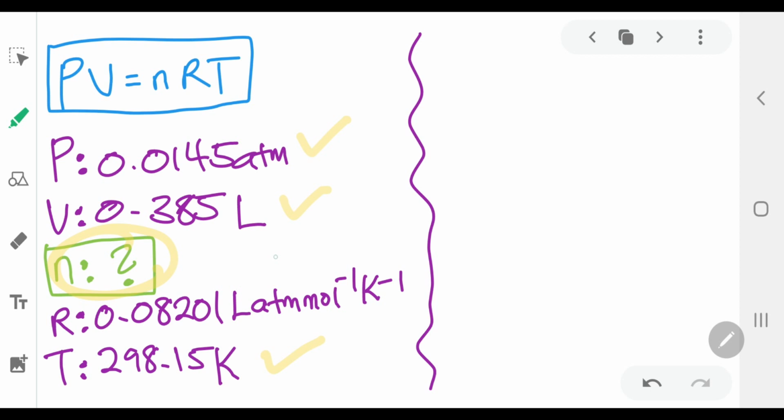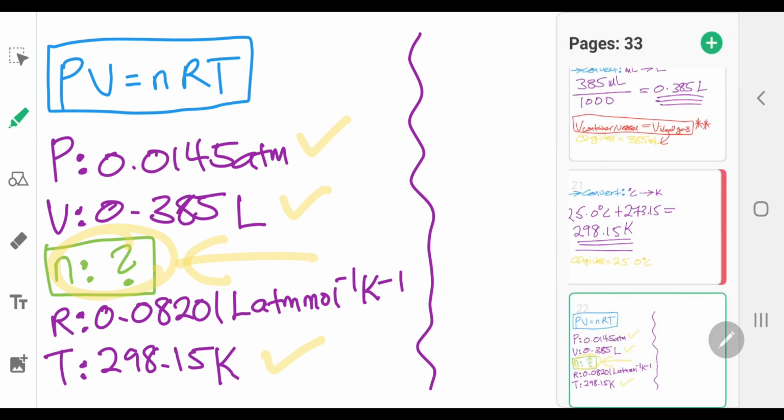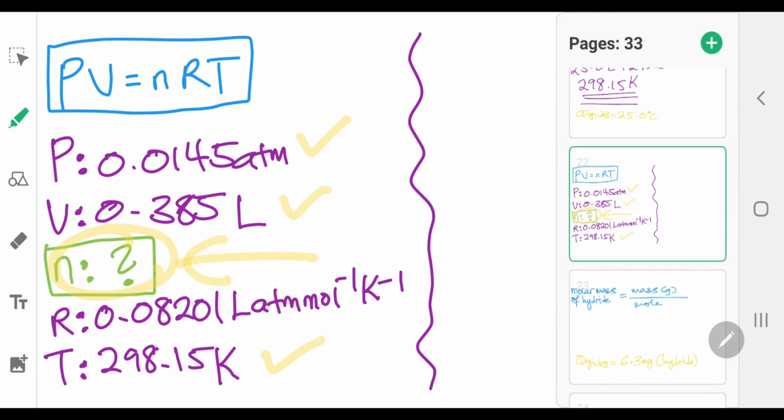We know that the mass just now is about 6.3 milligram. Okay, is it 6.3? Yes, it is 6.3 milligrams. And now we want to find out what is the number of moles so that we can divide that with the value that we're about to work out.